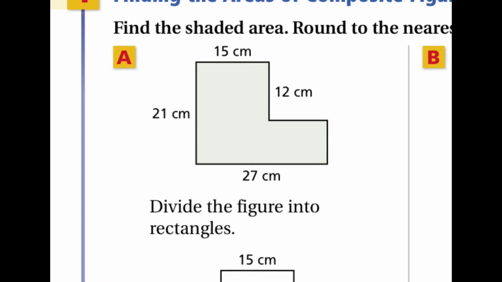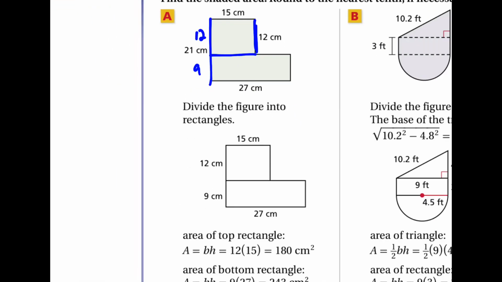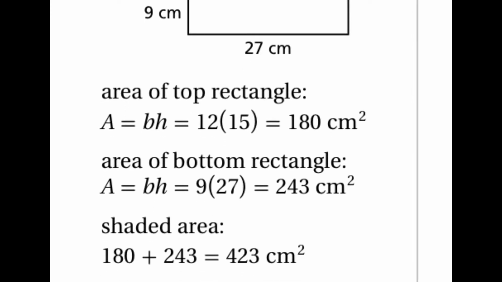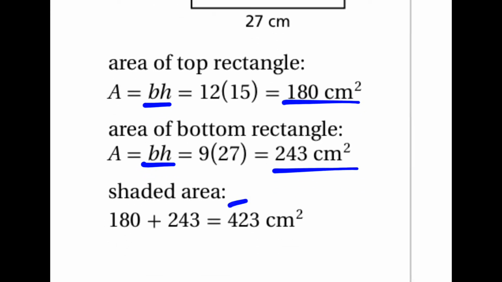So here's example 1, part A. We can draw this line here to make two rectangles. And since this entire distance is 21 and only this here is 12, we can figure out the missing one is 9. And now we have the dimensions of two separate rectangles. So we use the area formula for a rectangle, base times height, and we get two separate areas. To find the area of the entire shaded area, then, we just add them together.